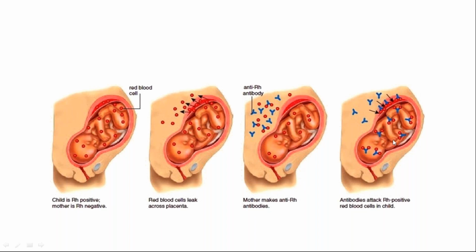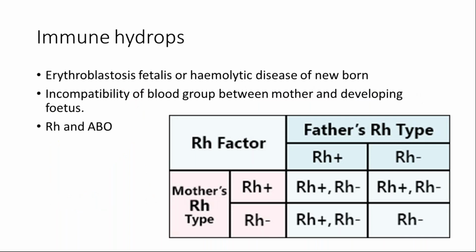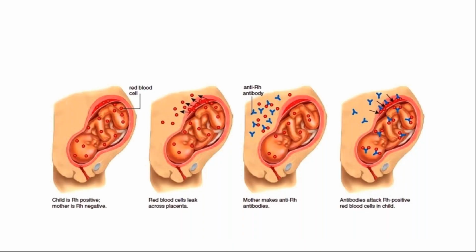So in the next pregnancy, when there is a second pregnancy, these already formed anti-RH antibodies will attack the RBCs of the child. So this causes hemolytic disease of the newborn, also known as immune hydrops or erythroblastosis fetalis. So this is the main cause of immune hydrops.